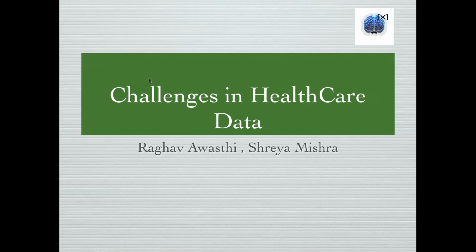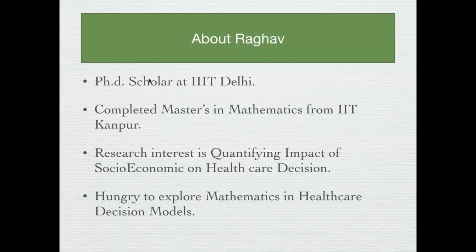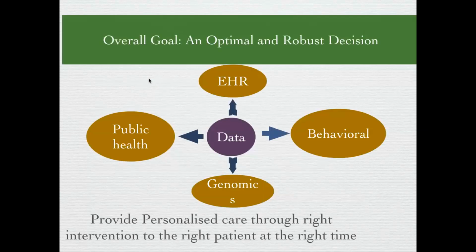Basically, about myself, I'm a PhD scholar at IIT Delhi. I have completed my master's in mathematics from IIT Kanpur. My core area of research is quantifying the impact of socioeconomic factors on healthcare decisions. Since I have a background in mathematics, I'm hungry to explore the mathematics in healthcare decision models.